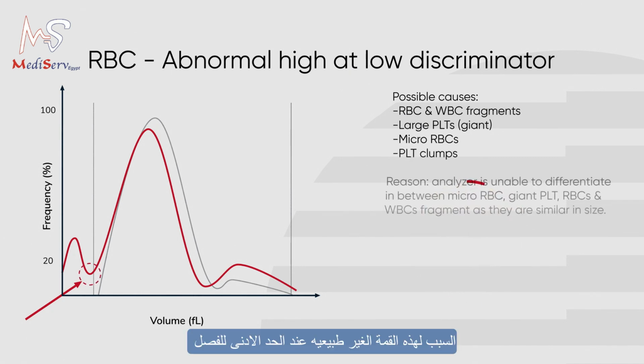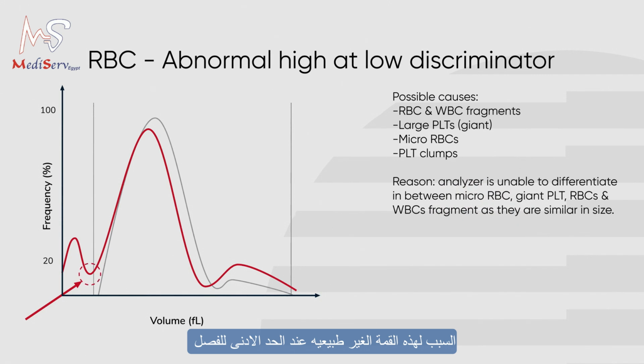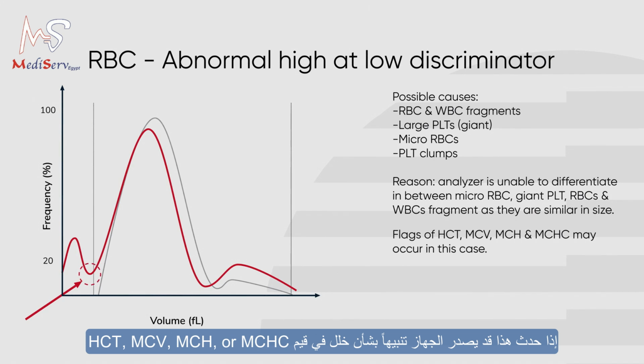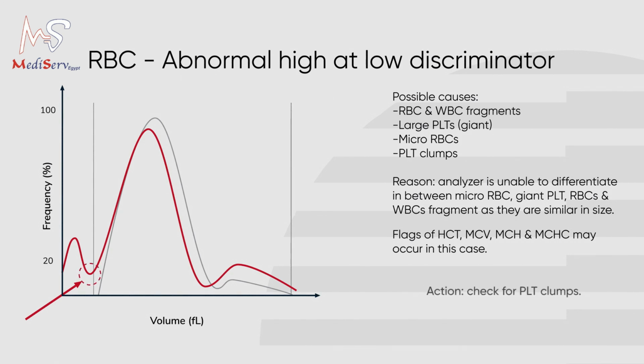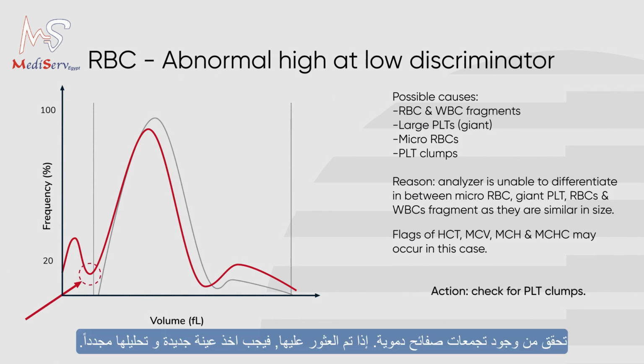The reason for the abnormal high at the lower discriminator is that the analyzer is unable to differentiate between these cells, fragments, and complexes, as they are very similar in size, and the populations therefore merge. If this occurs, the instrument may flag for abnormality in HCT, MCV, MCH, or MCHC. Check for platelet clumps. If they are found, take a new sample and analyze again.